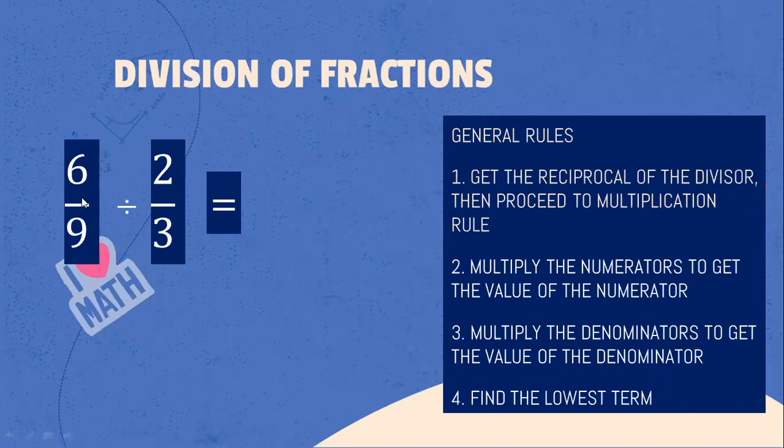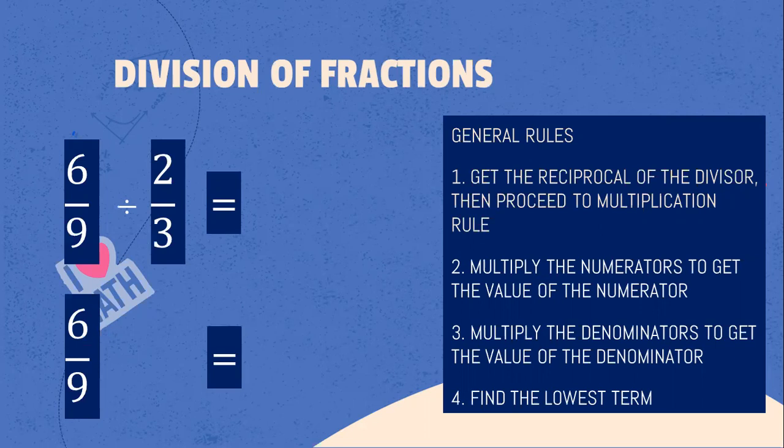Next example: 6/9 divided by 2/3. We will be getting the reciprocal of 2/3. What is the reciprocal of 2/3? The reciprocal of 2/3 is 3/2. The numerator will become the denominator and the denominator will become the numerator. 2/3 will become 3/2. Then we proceed to the multiplication rule.